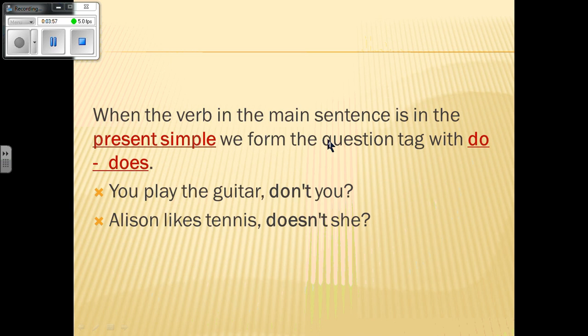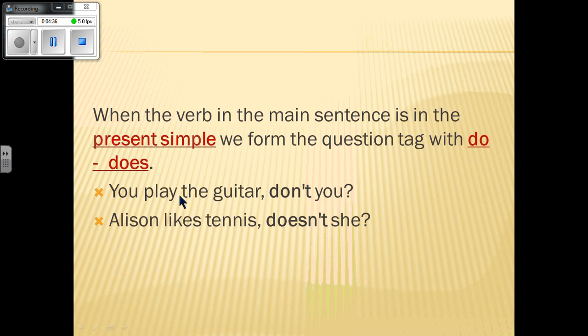When the verb in the main sentence is in the present simple, we form the question tag with do or does. Let's look at the sentence. You play the guitar. We have here, number 1, the comma. Number 2, let's look for a helping verb. Do we have any of verb to be here? Am, is, are, was, or were? No. Do we have any of verb to have, has, or had? No. Do we have any of the modal verbs? Can, could, will, would, shall, should, may, might, or must? No, we don't have.